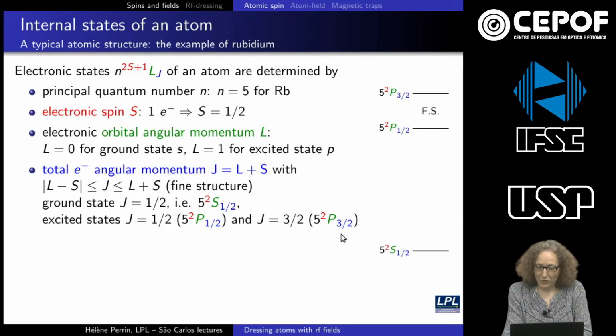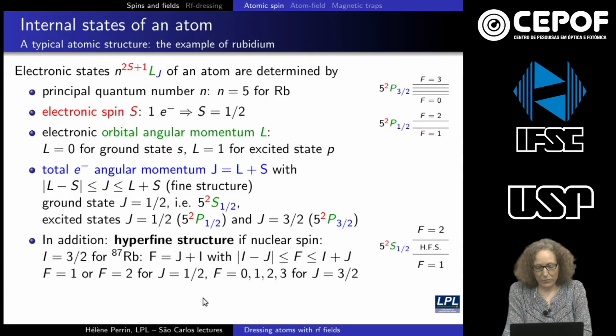Well, now in atoms there is also sometimes a nuclear spin. So this is the case, for example, in rubidium 87, where the nuclear spin is 3/2, and we have to add the nuclear spin to the total electronic angular momentum to get the total angular momentum of the atom. So as I is 3/2 and in the ground state J is 1/2, we come up with two different total angular momentum states, denoted F, either 1 or 2. And the splitting between these two ground states is called the hyperfine splitting.